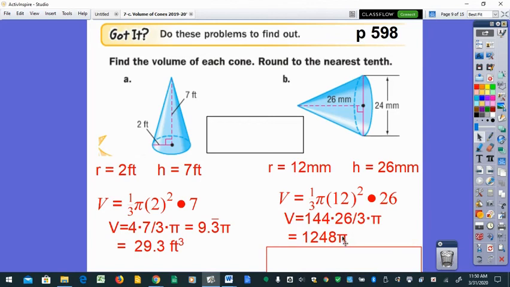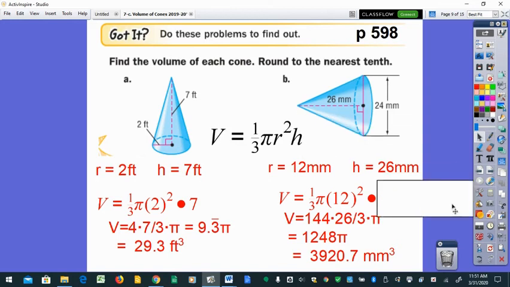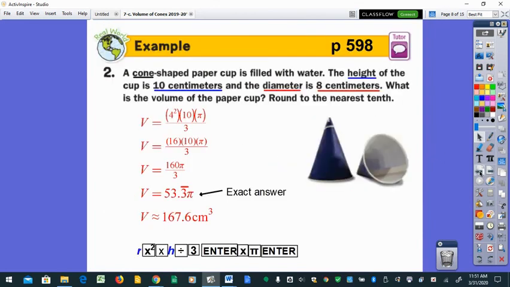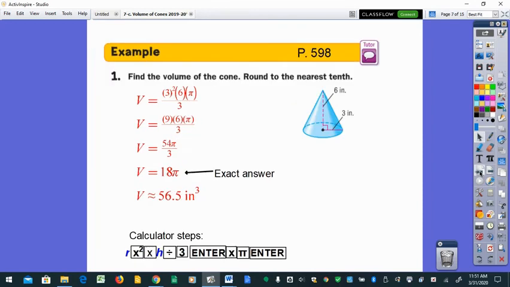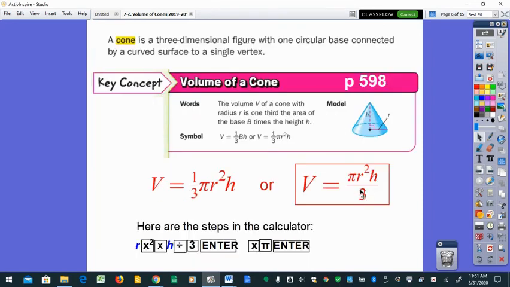1,248. And if I write a pi after that, that's my exact answer. Take the 1,248 times pi, and it's approximately 3,920.7 millimeters cubed. So again, there is our volume formula that you'll mostly see out in the real world. That's how it's written. But please remember that that is the same thing as dividing by 3, and this is the easier way to do it in the calculator.